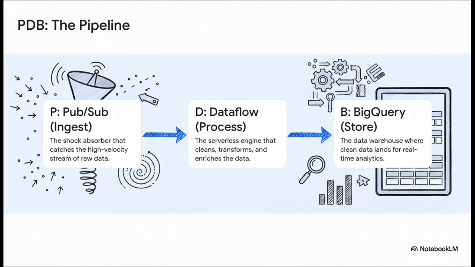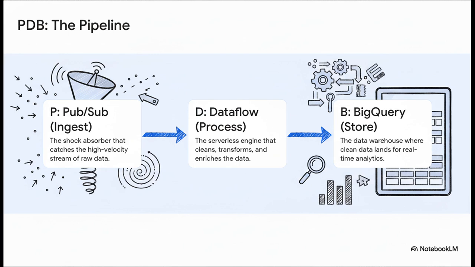P is for PubSub. Think of it as the front door, the big shock absorber that can handle an insanely high-velocity stream of raw data coming from all over the world. Next, D is for Dataflow. This is the brains of the operation. It's a serverless processing engine, meaning you just write your code and Google handles all the messy infrastructure for you, and it pulls the data from PubSub to clean, transform, and enrich it in real time.